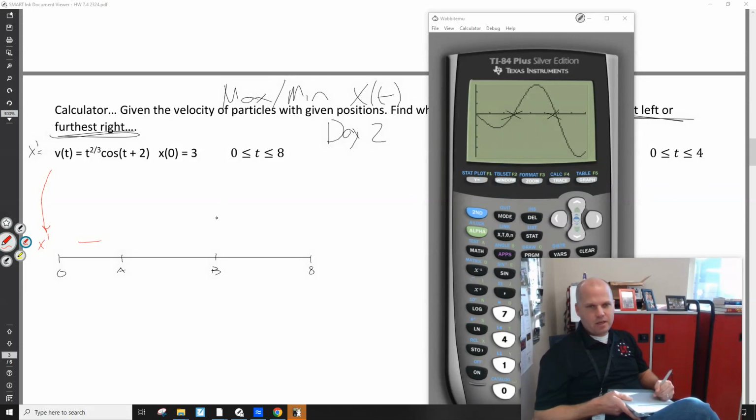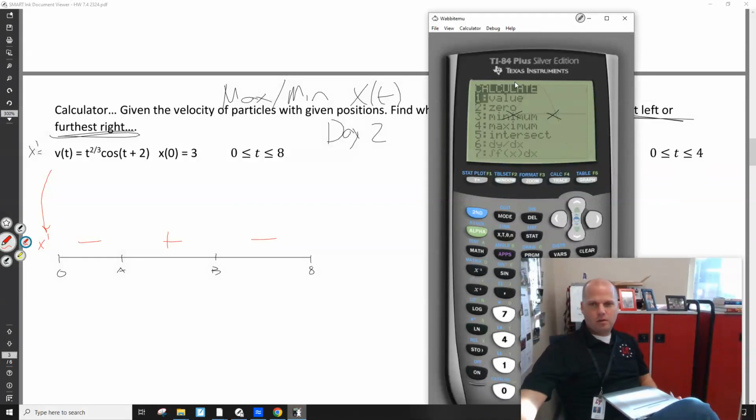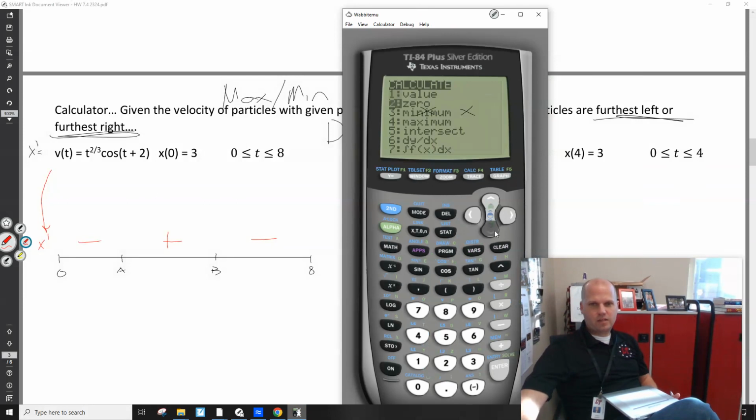Between A and B, we have positives. Between B and 8, we have negatives. We have set everything up. Now let's find what the values of A and B are. We go second calc and intersect, making sure you have y equals 0 graphed. Enter, enter, enter.